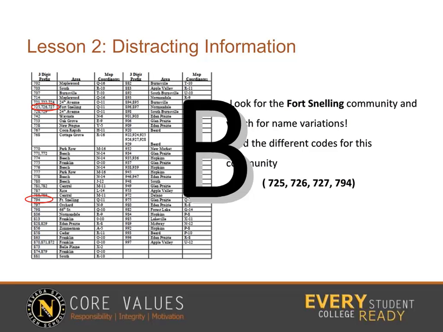There are 2 different Fort Snelling entries in this list, one with a slightly different spelling that would be easy to overlook. Always be thorough as you look for information to ensure you're not missing anything. Once you've found all 4 of the codes, the correct answer would have been B. Click to the next slide when you're ready to continue.